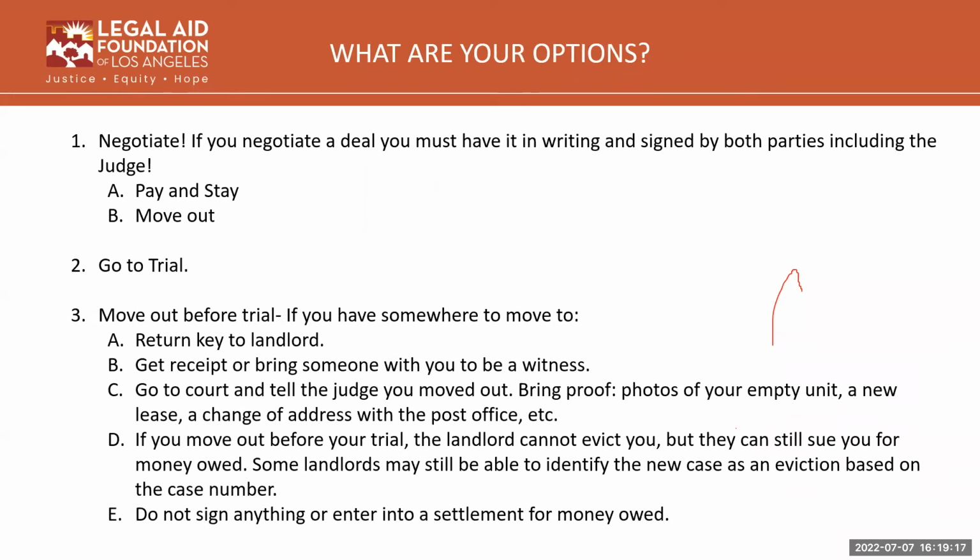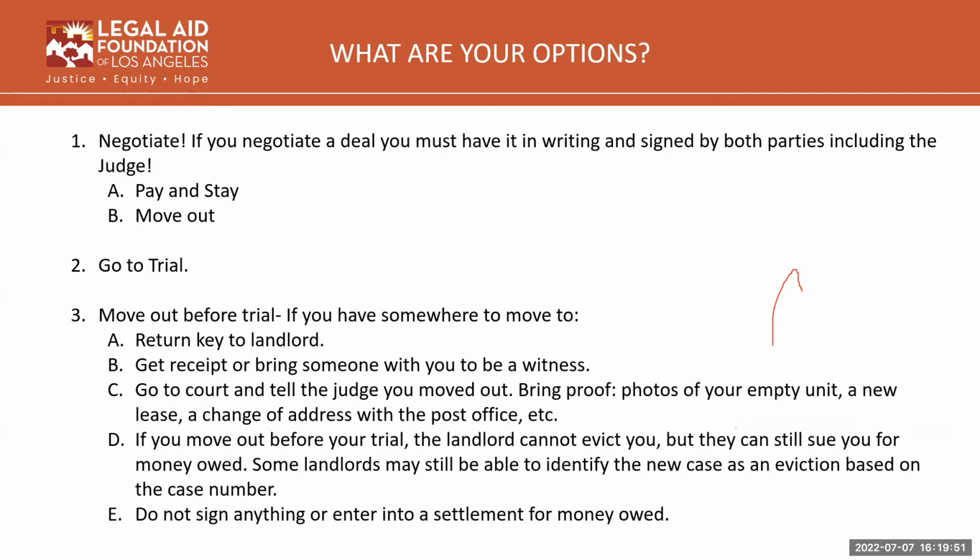Okay, so what are your options? So you can negotiate, right? If you negotiate a deal, you must have it in writing and have both parties sign it and file it with the court. Right. So this will either be a pay and stay or a move out. Your other option is to go to trial and take a risk to see if you can win your case. Or the third option is move out before trial.